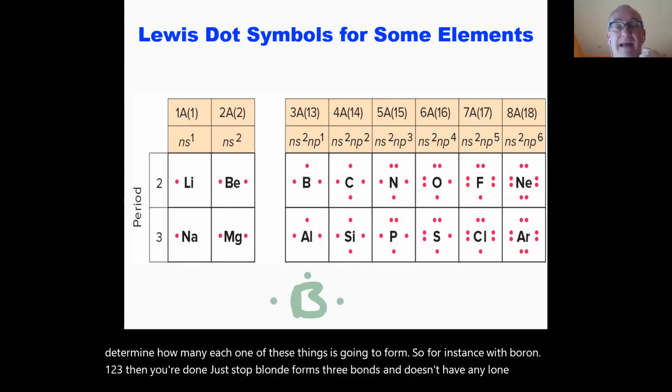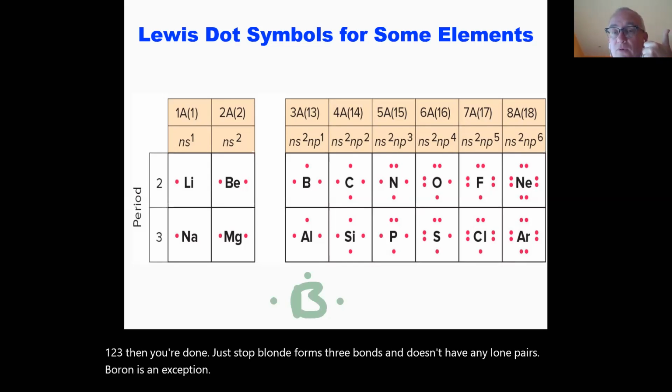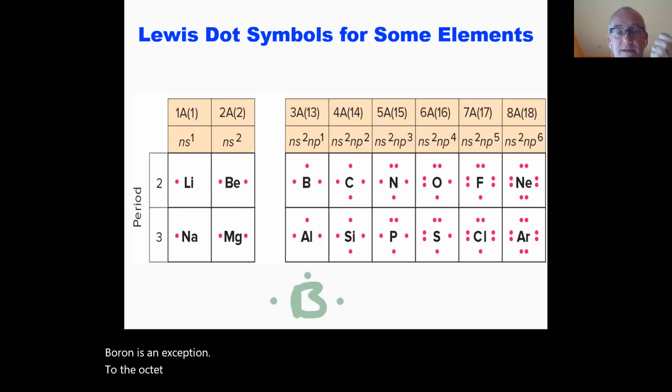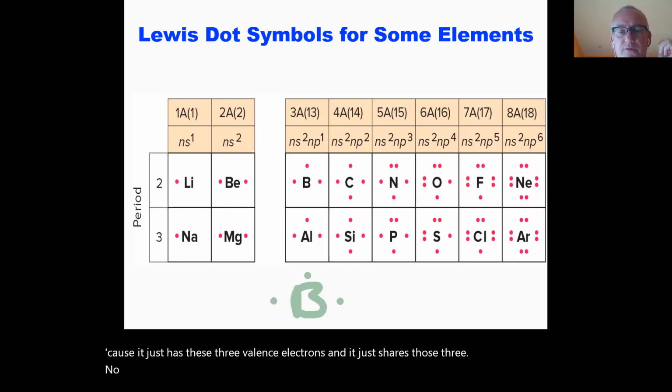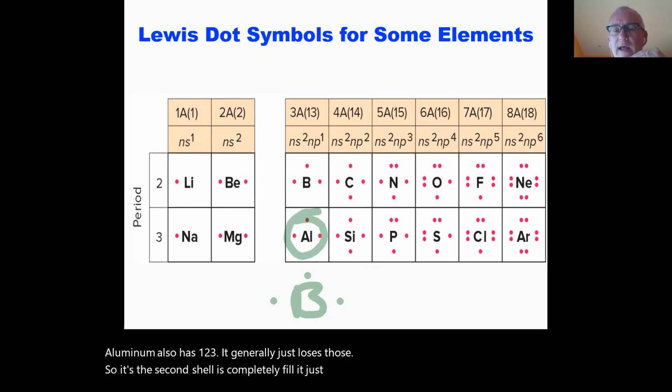Boron is an exception to the octet rule because it just has these 3 valence electrons, and it just shares those 3. Now, aluminum also has 1, 2, 3. It generally just loses those. So its second shell is completely filled. It just gives those 3 electrons away.